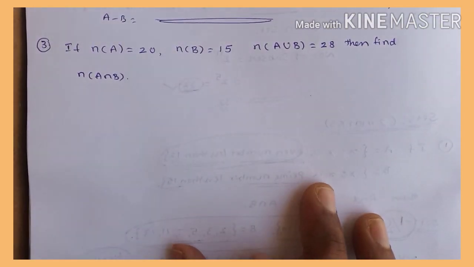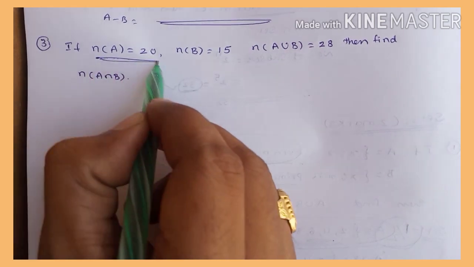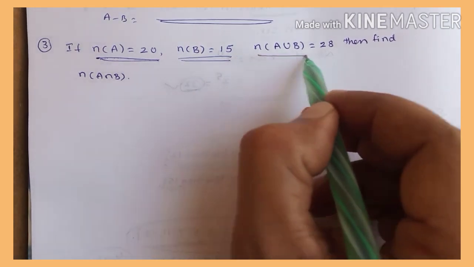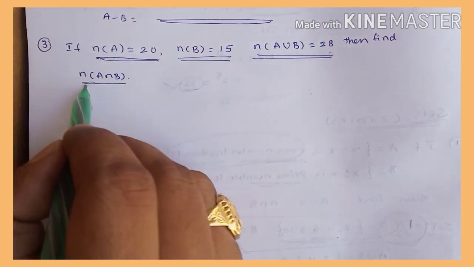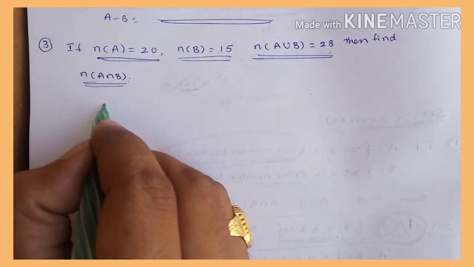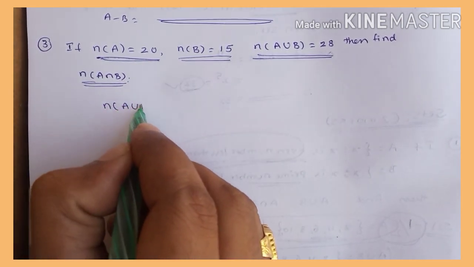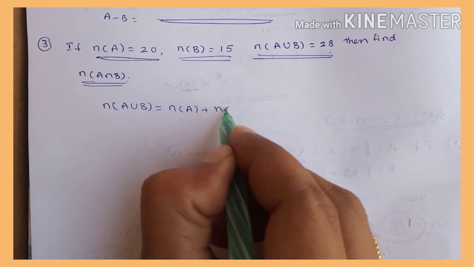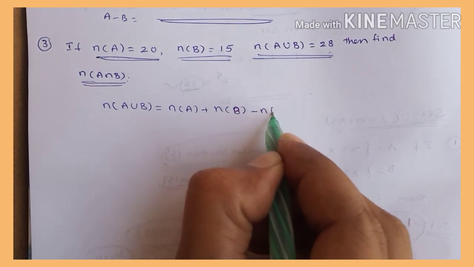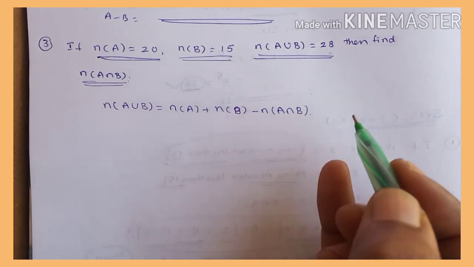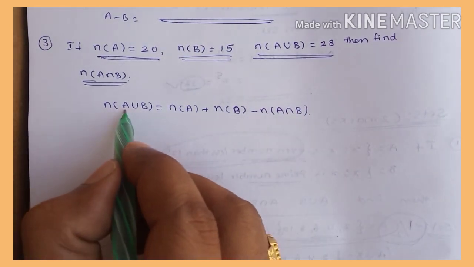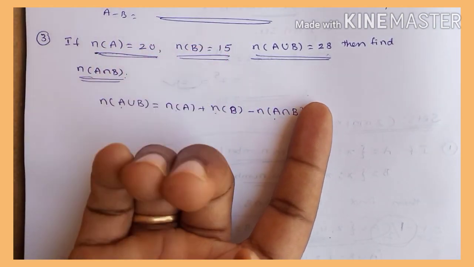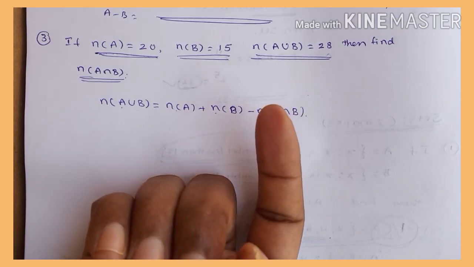Now the problem: n of A is equal to 20, number of elements in A is equal to 20, number of elements in B is equal to 15, number of A union B is equal to 28, then find out number of A intersection B. Formula for that: number of A union B is equal to number of A plus number of B minus number of A intersection B. Right, now substitute. Out of these 4 terms, definitely they will give 3 terms. You have to find out the fourth one.